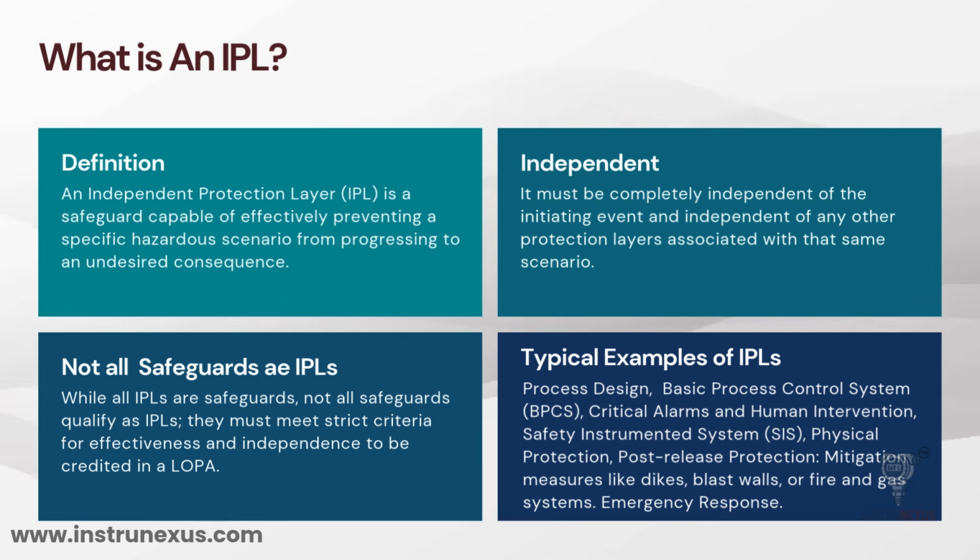Safety instrumented system, SIS, automated emergency shutdown systems. Physical protection, devices like pressure relief valves or rupture discs. Post-release protection, mitigation measures like dikes, blast walls, or fire and gas systems. Emergency response, both plant and community response plans.